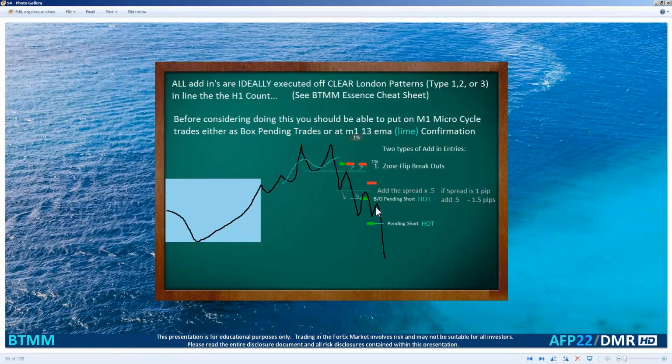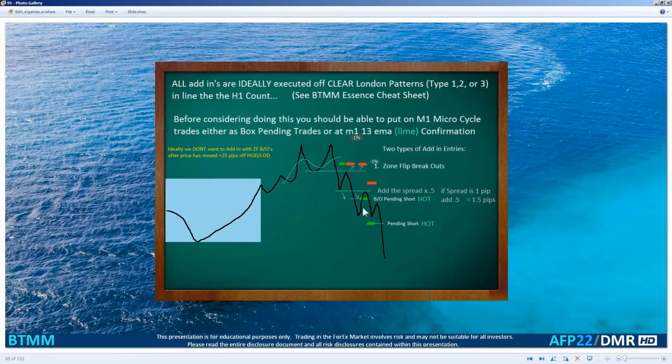All right, so beautiful break of the area. Your pending order now is hot. Now you have 3 positions on in the market. All right, ideally, we don't want to add in with zone flip breakouts after price has moved more than 25 pips off the high of day or low of day. You want to do 3 orders at the most, sometimes just 2 at the extreme of the day.